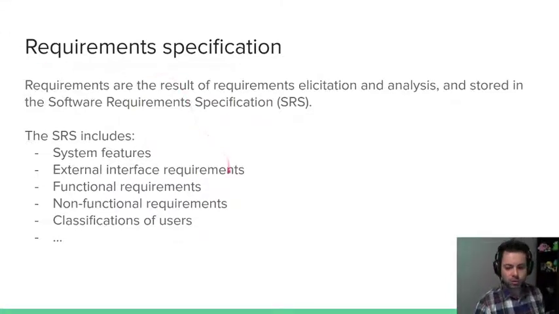Right, so these low-level requirements are basically everything we've been talking about, right? The interfaces, the functionals, the non-functionals, this is the low-level nitty-gritty side of things. System features, this is, again, a little bit higher level. What are the features of the system, right?